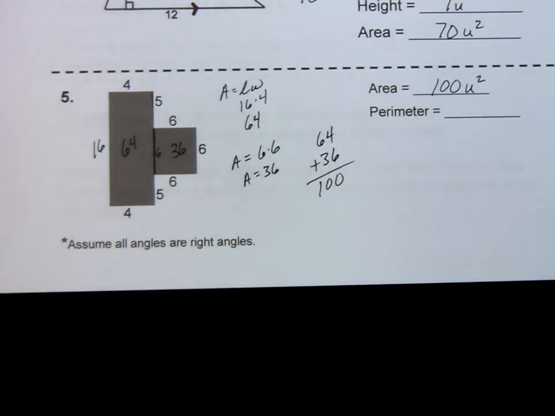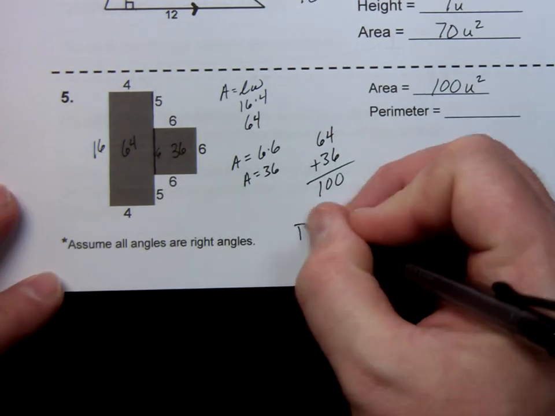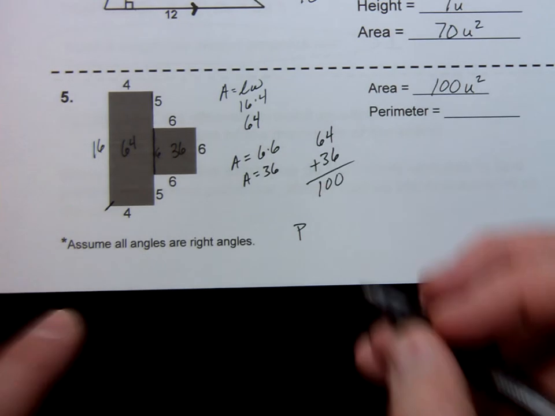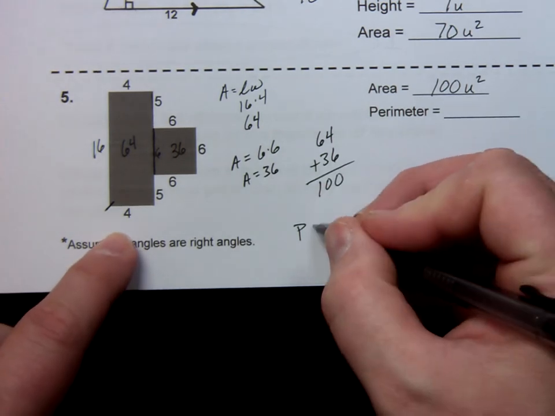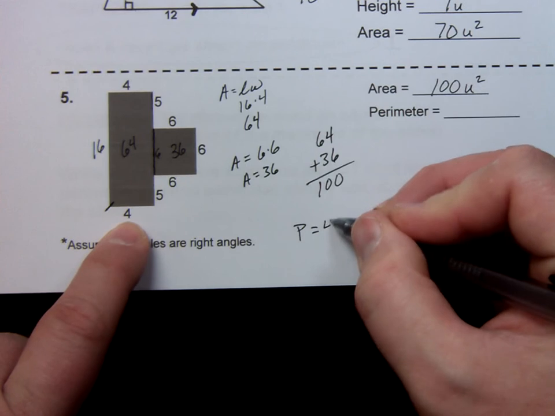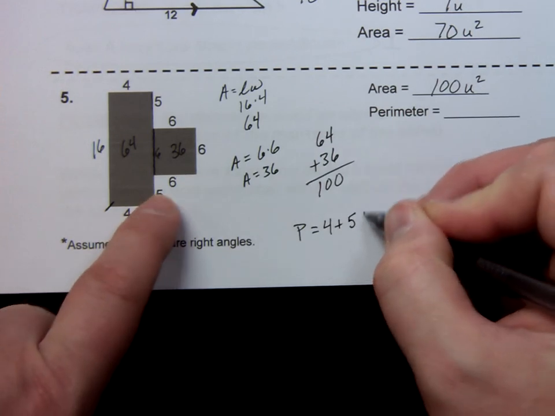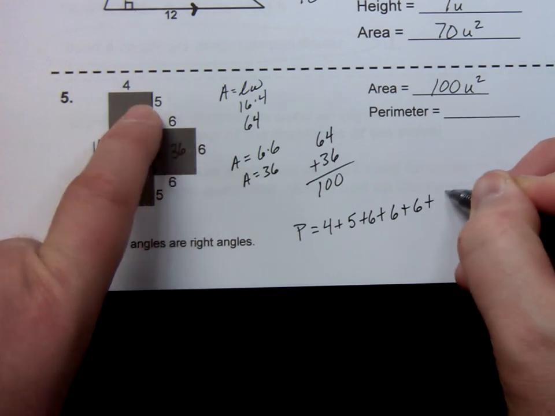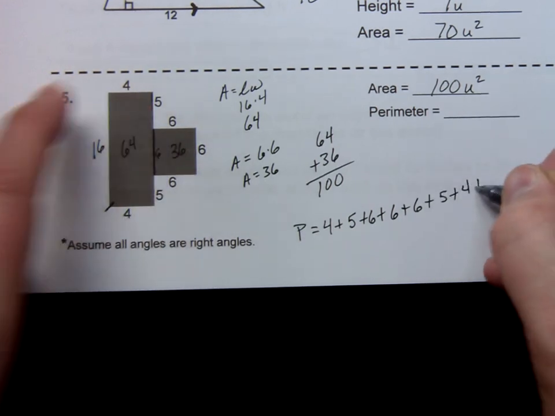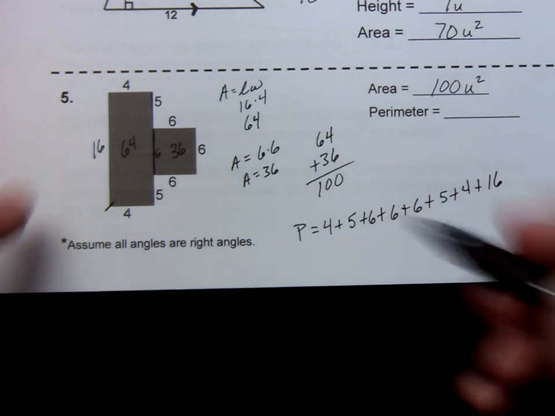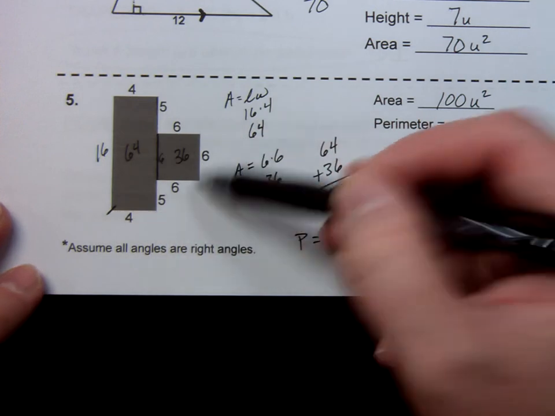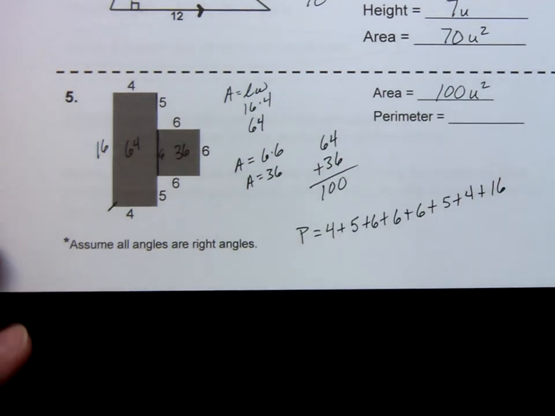Now we also need to do the perimeter. So for perimeter, we just add up all the sides. So I'm going to put a little mark here to remind myself where I started, so I don't accidentally count something twice or forget to count something. So we have 4, 5, 6, 6, 6, 5, 4, and 16. Notice I did not count this right here because this is not one of the things on the outside of the figure. That's going through the interior of the figure. We're not going to count that.